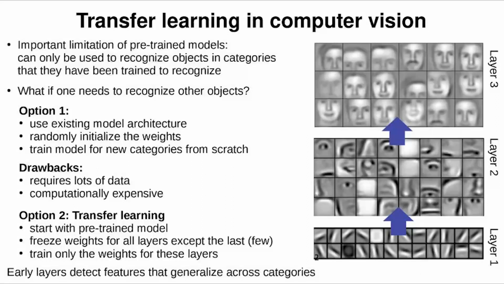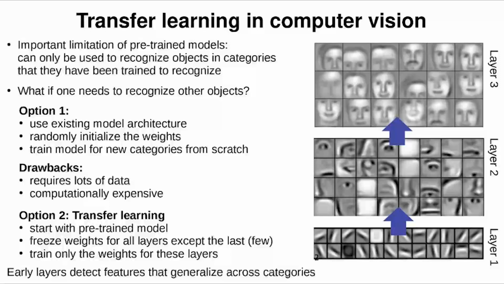Even though pre-trained models excel at computer vision tasks for object classes that they had been trained on, they are unable to recognize objects that belong to other classes. If faced with the necessity of training a model for new object classes, one could pursue two options.